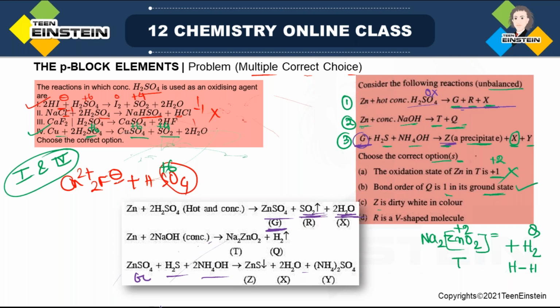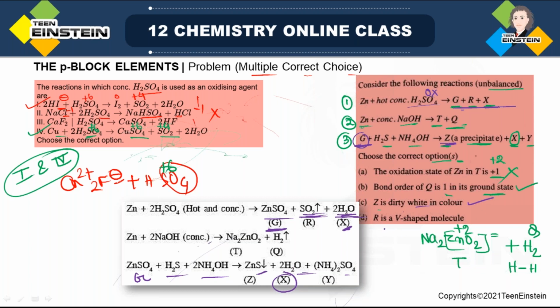So ZnSO4, how it reacts with H2S and NH4OH, that we have to know, otherwise we will not be able to understand what this precipitate is. So this is actually a dirty white precipitate, zinc sulfide, and XY, that is 2 other products, are also obtained. And see, here water is produced, so this X must be H2O, because here SO2 is not generated. So X cannot be SO2, X must be H2O. So the third statement that Z is dirty white in color, this is also correct.